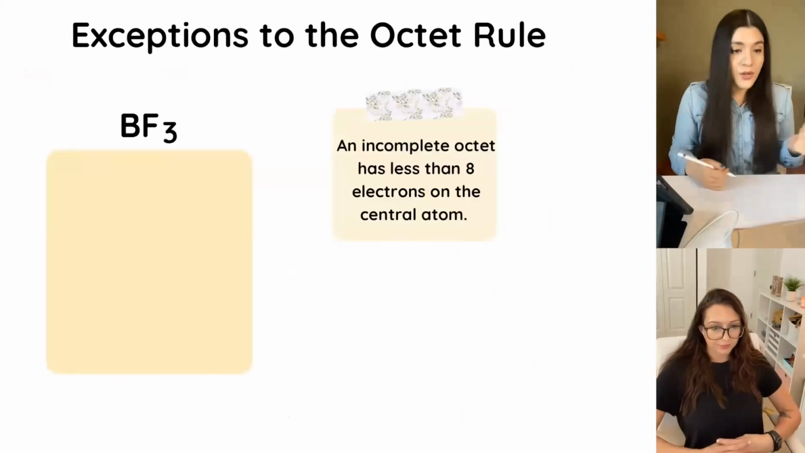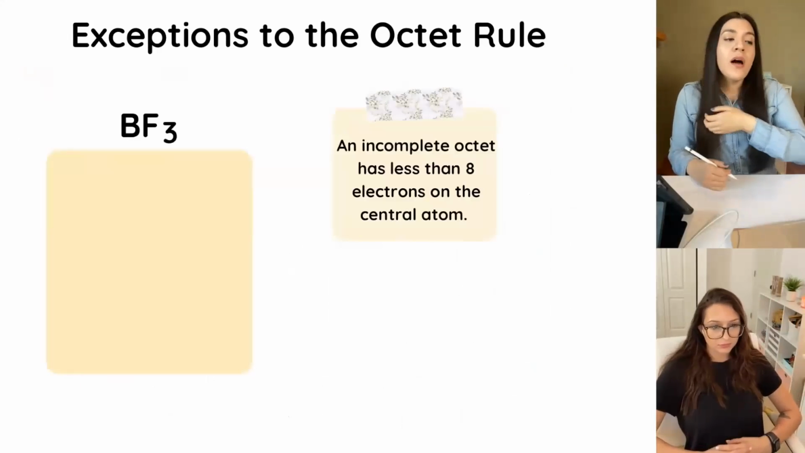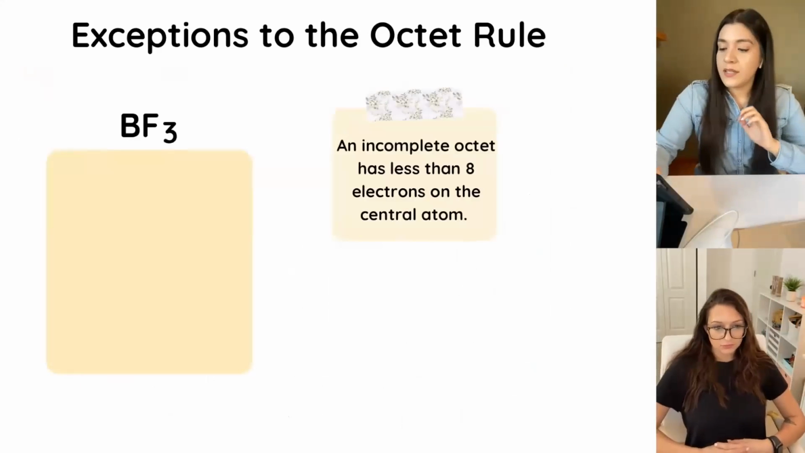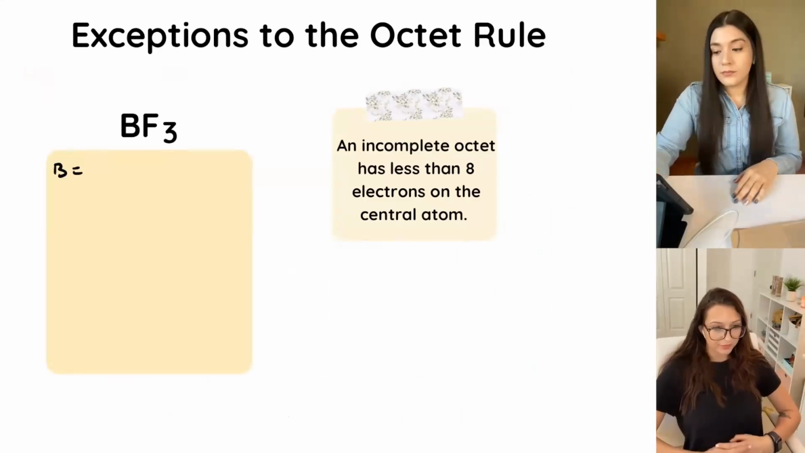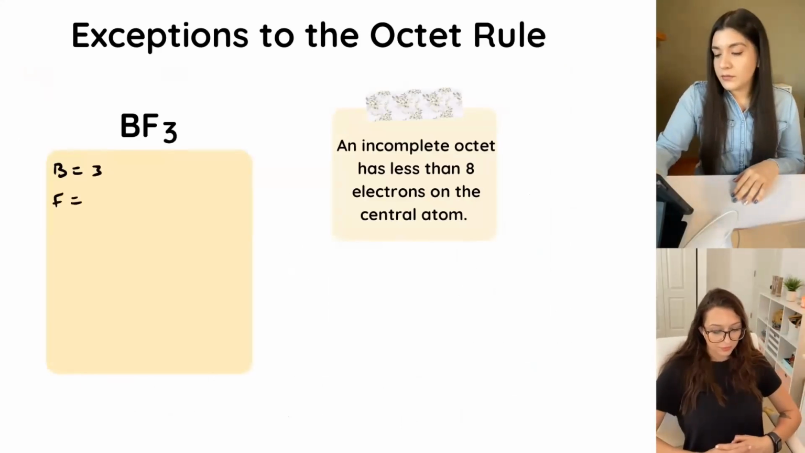Okay. And I'll show you an example. How many valence electrons does boron have? 3. Good. What about fluorine?